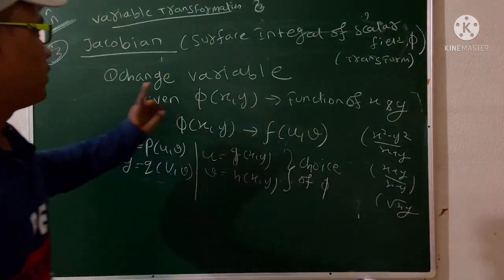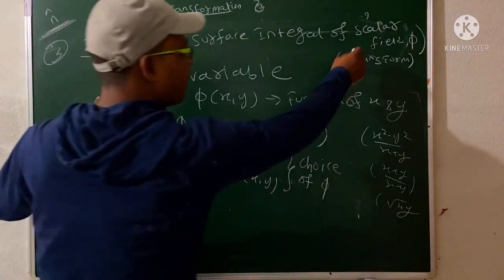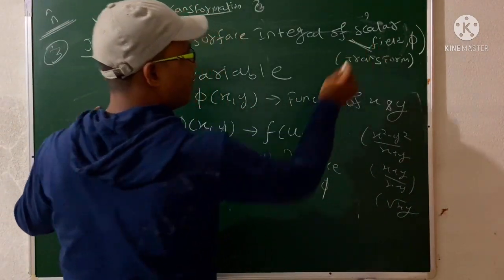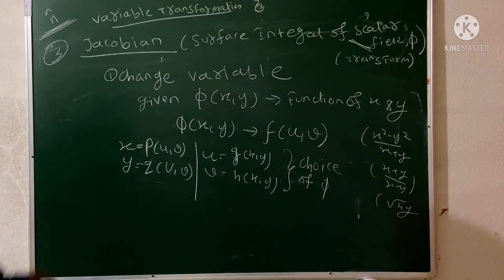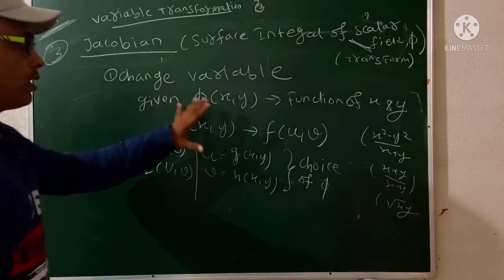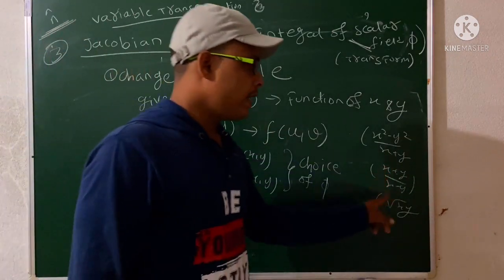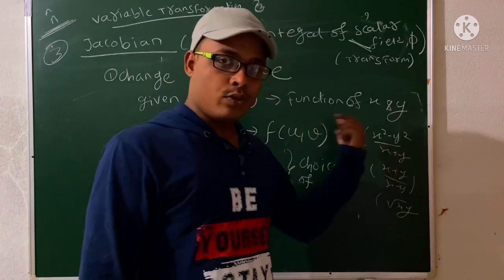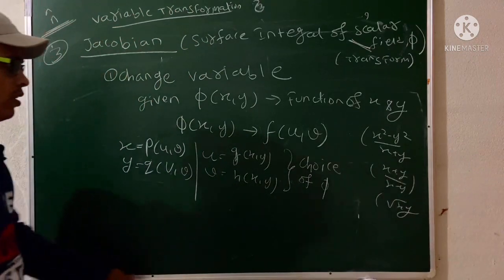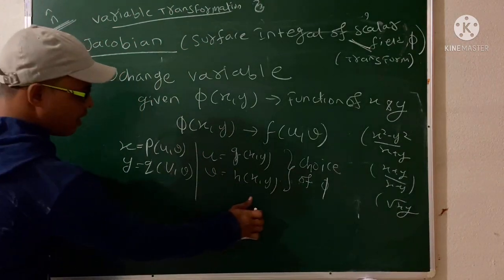But remember, this can only be used for a scalar field. This technique we will use for a scalar field. So this is a scalar field given to you. Change the scalar field to uv, then you will get simplex. This is complicated, so you change the transformation, then you will get the uv.